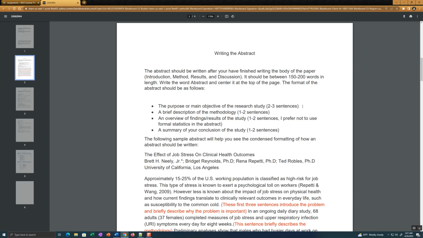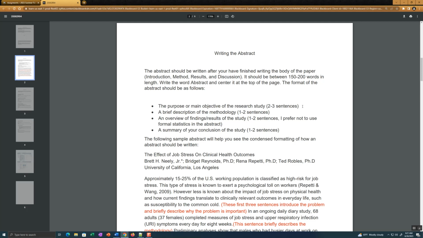So for this assignment, between 150 and 200 words is what I'm looking for. You're going to talk in the first 2 to 3 sentences about the main objective of the research study. So that involves things that you wrote in the introduction. You don't have to list all the hypotheses, but talk about what you're studying and what is the main objective of the study, why you're studying it.